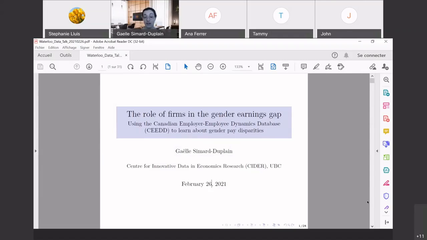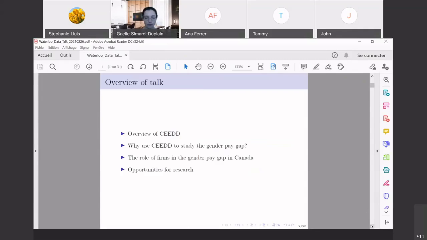Thanks for having me. So the work that I'm presenting today, I'm going to start by talking about the data that we use, which is the Canadian Employee Dynamics Database, or SEED. And I'm going to talk more specifically about some work that we did with this data set on the gender pay gap in Canada. So this is joint work with Jiang Bear-Lee at StatsCan and Benoit Dosti, who's at HEC Montréal.